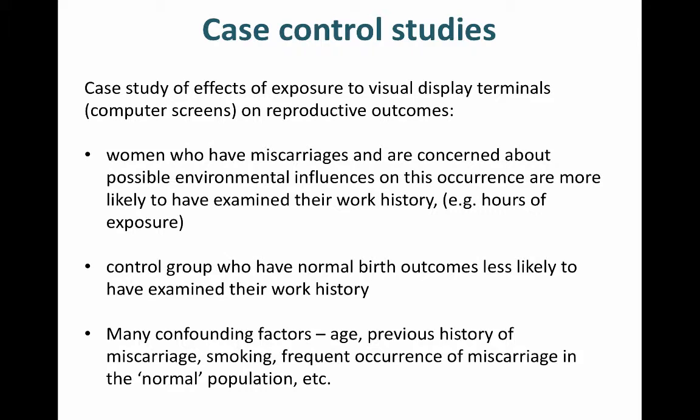It's also clear in such a study that there are confounding factors. Age of the mothers, previous history of miscarriage, smoking, and the frequent occurrence of miscarriage in the normal population are some of the possible confounding factors for pregnancy outcomes.